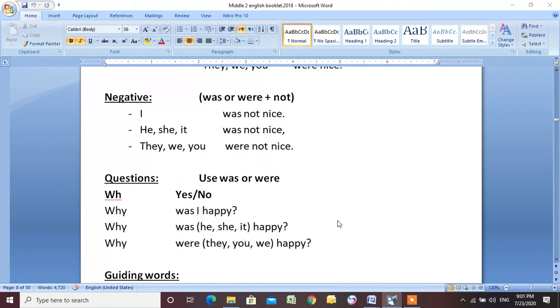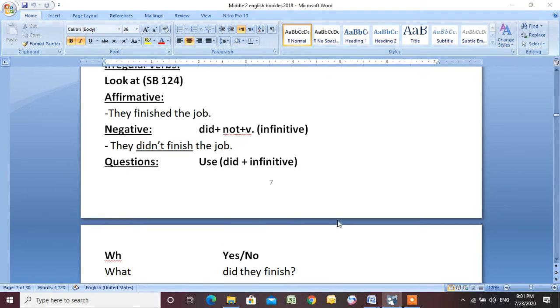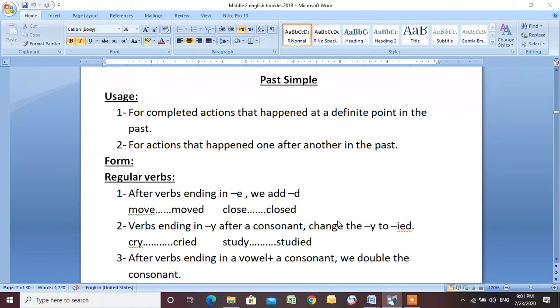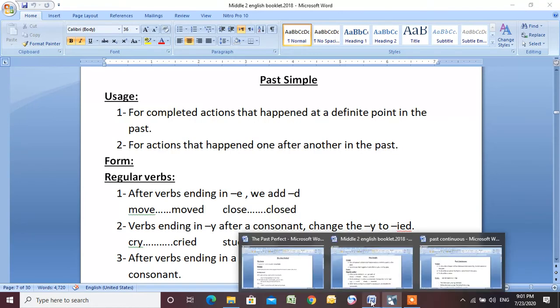Okay, so this is the past simple tense. Let's move to the past continuous tense.